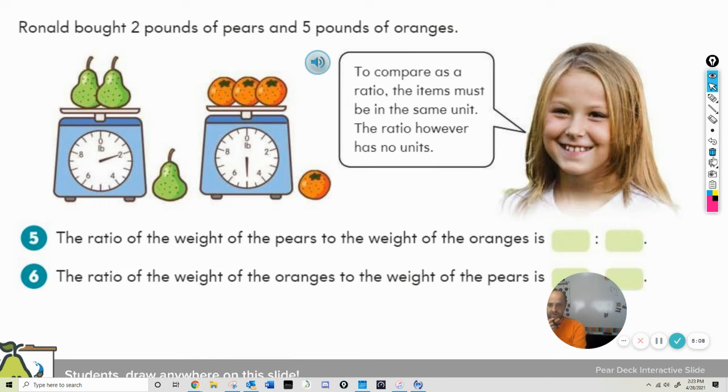Why don't you work on this one? 2 pounds of pears, 5 pounds of oranges. Compare, compare.